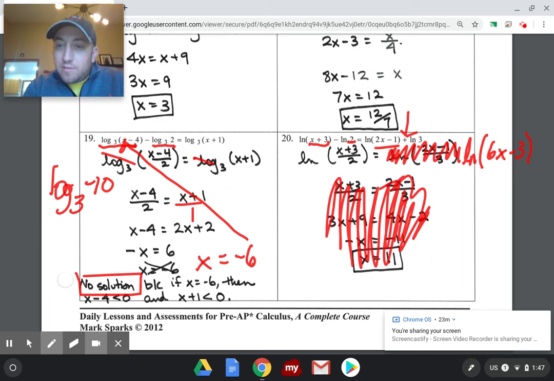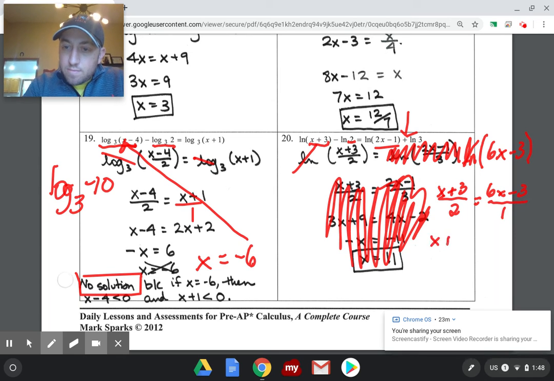All right, so now it's a single logarithm. They're equal to each other. I'm basically going to drop the logarithms from both sides of my equation, set the arguments equal to each other. So I have (x plus 3) over 2 is equal to 6x minus 3. Create a proportion, and I'm going to cross multiply. 1 times (x plus 3) is just x plus 3. And then I have 2 times (6x minus 3), which would be 12x minus 6. And we're solving from there.